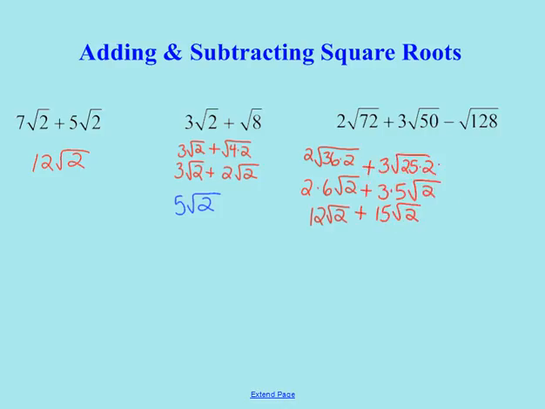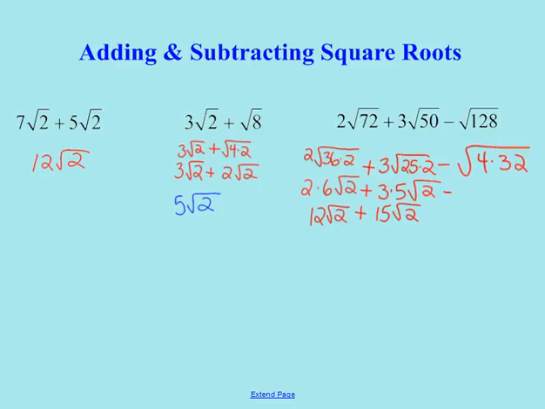Now we're ready to simplify 128. So the question is, what perfect square goes into 128? Well, 128 is a pretty big number. I know 4 is a perfect square, and I know 4 goes into 12 3 times, and it goes into 8 twice. So I know 128 can be written as 4 times 32.